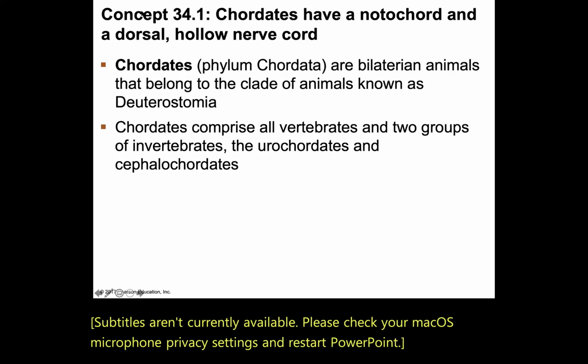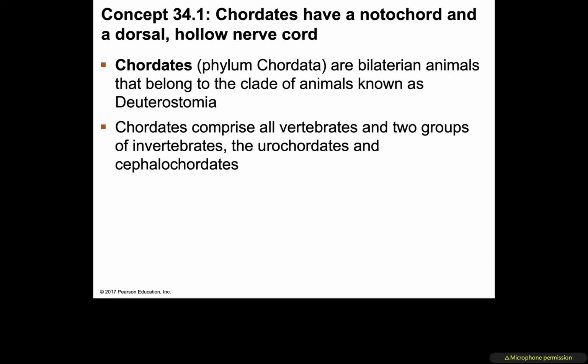All right, so when we talk about chordates, chordates are going to comprise the phylum Chordata. They are bilaterian animals. They belong to the clade of animals known as deuterostomia. Your chordates are going to comprise all of your vertebrates. And there are two groups of invertebrates that are chordates: the urochordates and the cephalochordates.